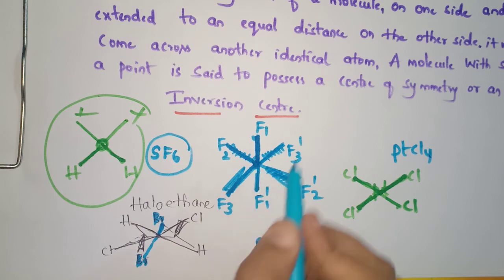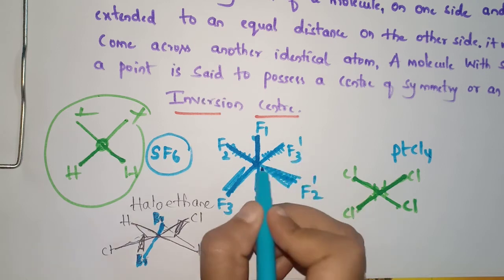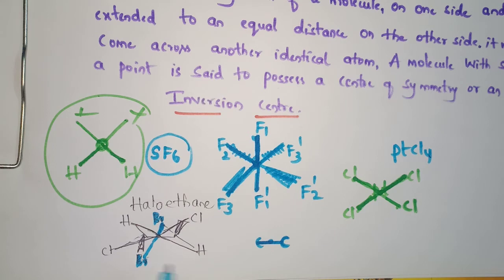So here the point is that the inversion center does not lie on an atom. Here in this SF6 we have taken the point on the S atom. But in this haloethane there is no point on an atom, but it is a point in the molecule. There is no point on an atom.